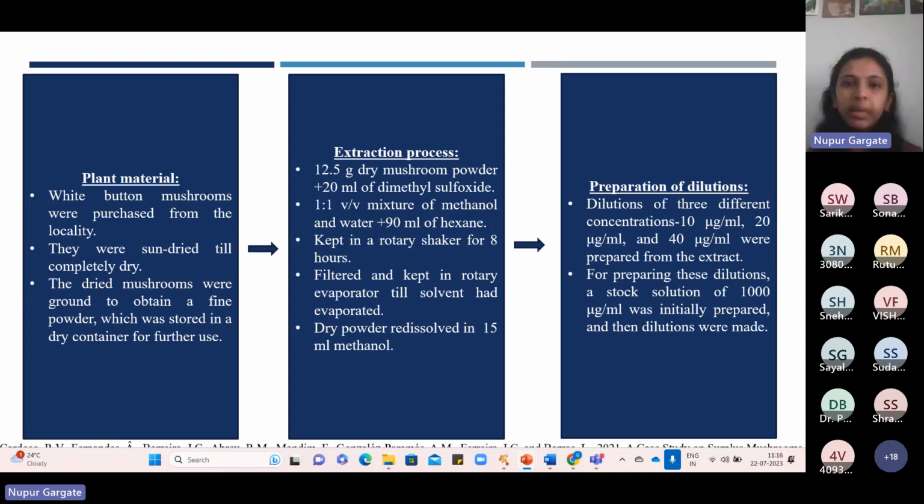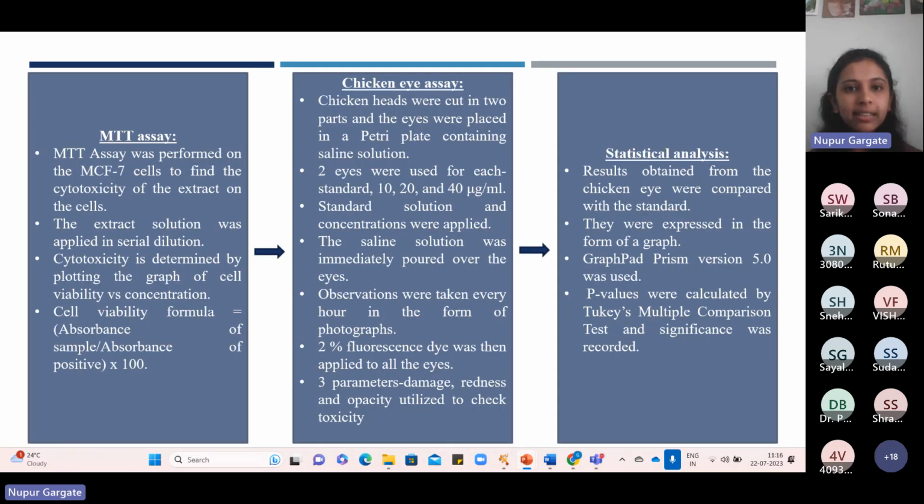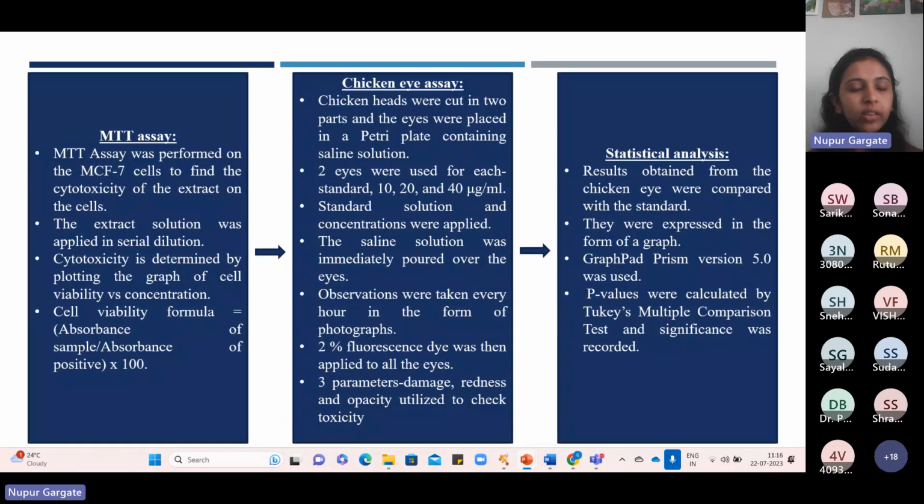Now dilutions were mainly prepared in three concentrations, that is 10, 20 and 40 microgram per ml, and they were used to perform the in vitro part of the study. In vitro part, MTT assay and chicken eye assay were performed. The MTT assay was performed on MCF7 cell line so as to find the cytotoxicity of the mushroom extract. And from MTT assay, we came to know about the cytotoxicity via the graph of cell viability versus concentration.